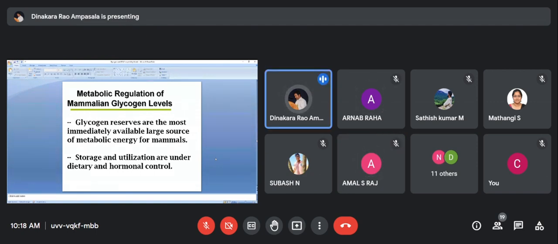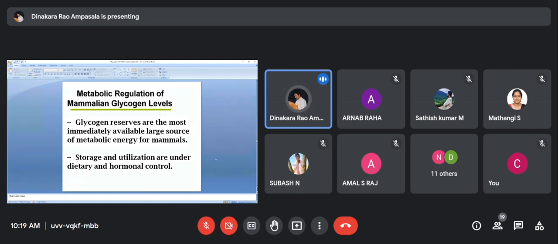Okay, so now glycogen metabolism, we have seen glycogen synthesis when glucose levels are high, and glycogenolysis, that is degradation of glycogen when glucose levels are low. So immediately glucose levels will be made up inside the system for cellular metabolic activities to avoid hypoglycemia conditions. Okay, so now we can see the regulation of glycogen metabolism.